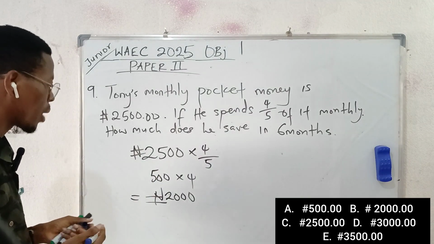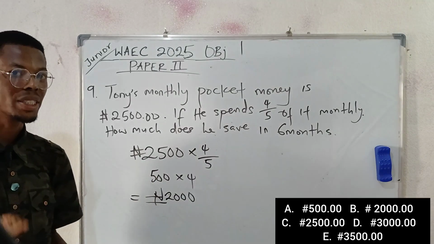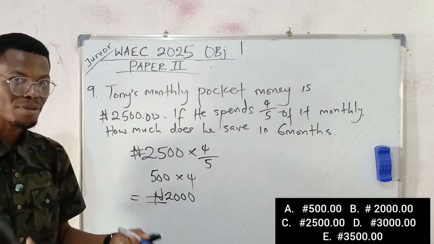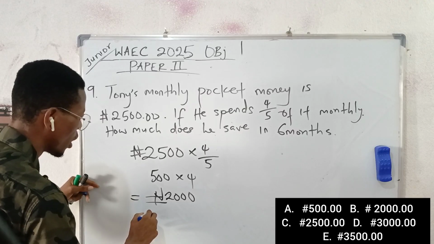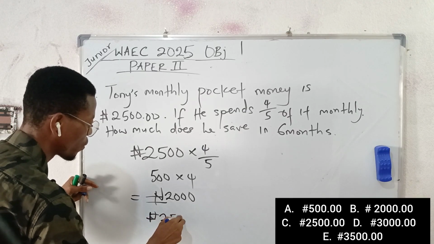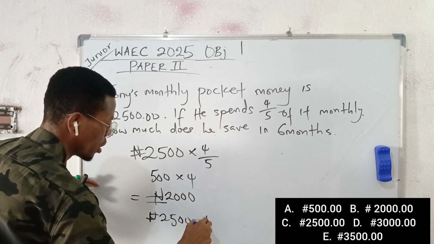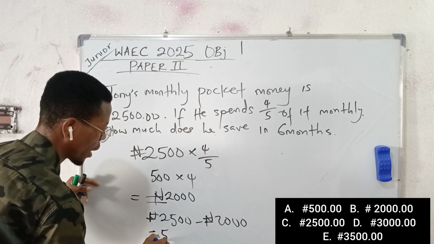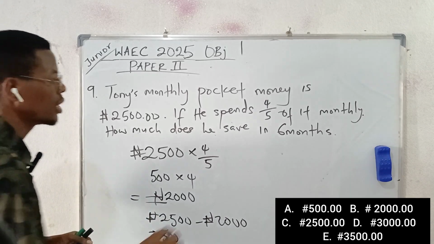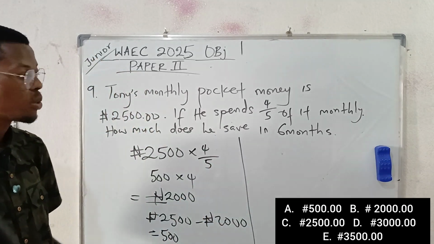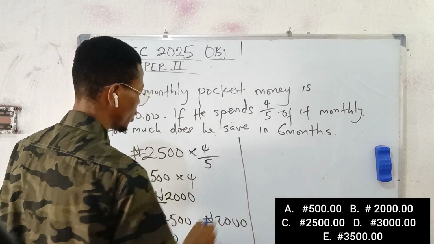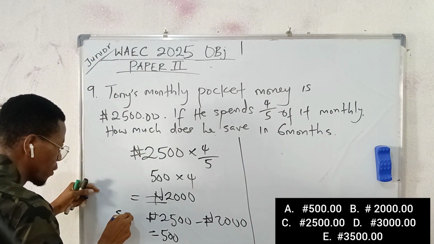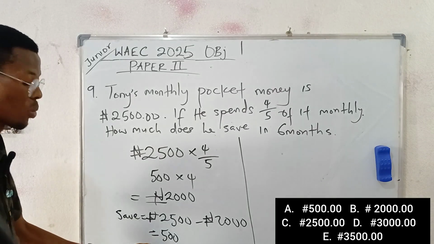All right. Now, how much does he save every month? If he spends 2,000 naira, that means he can only save what? 500. His pocket money is 2,500, and we minus 2,000 from it. We have 500 naira. So every month, Tony saves 500 naira. This is what Tony saves.